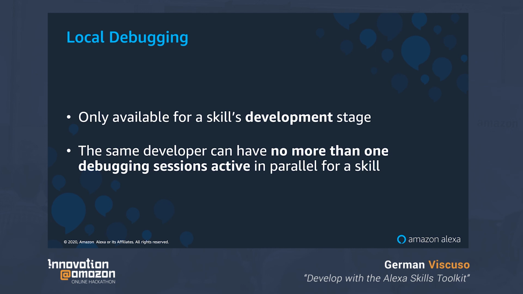But there are just a few limitations that you need to be aware of. You can't route a live backend to your local machine using this solution. The debugger works only on the development stage of your skill. And a developer can only have one debugging session at once, which in most cases is fine. So let's go ahead and add local debugging to our Hello World project.